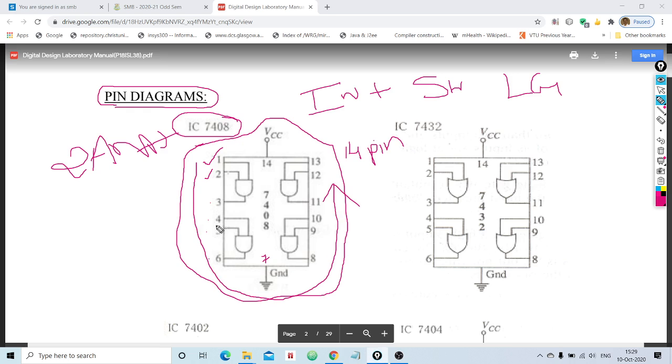Like 1, 2, 3, 4, 5, 6, 7, 8, 9, 10, 11, 12, 13, 14, like this. Clear? So that is the second point of information that you need to know. And one more important piece of information that you should know is about the basic pins, or pins for basic connections.